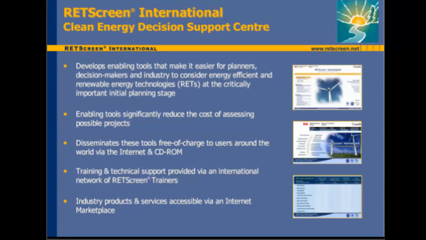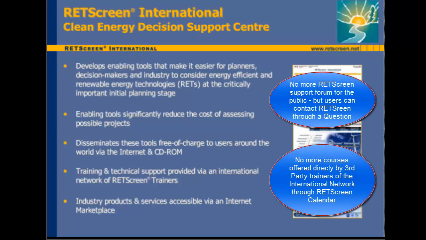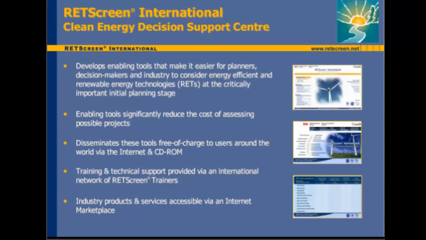Also, in terms of the technical support, they used to have a forum where they provided technical support. They discontinued that, and they also used to have a network of trainers that used to be able to advertise on the calendar, and they've restricted that now. Only the team of RETScreen, basically the employees of Natural Resources Canada, can advertise for the training. They used to provide some free training, and now you have to pay in the neighborhood of about $1,600 for a two or three day course. So those things have changed a lot.